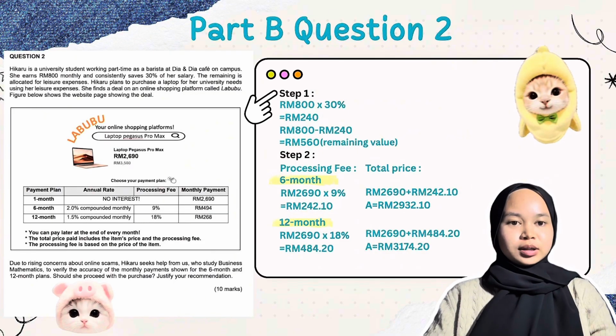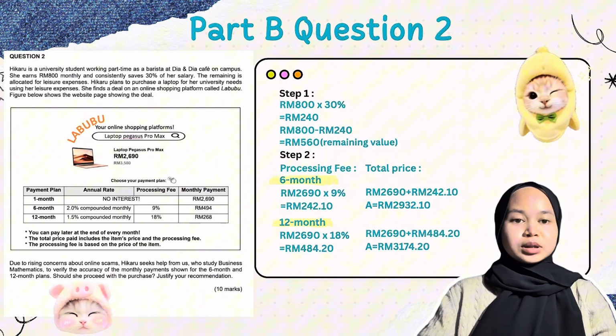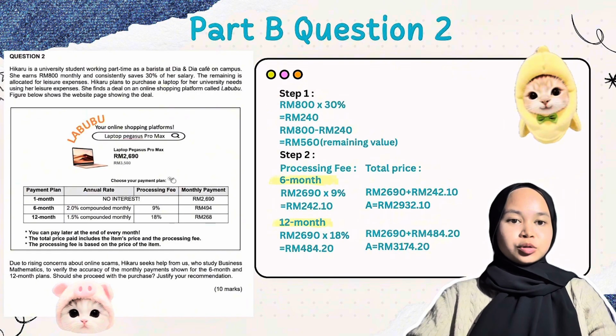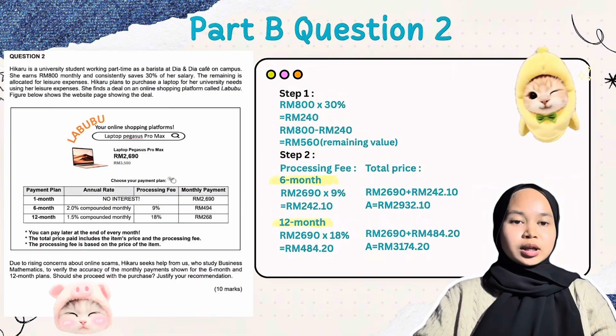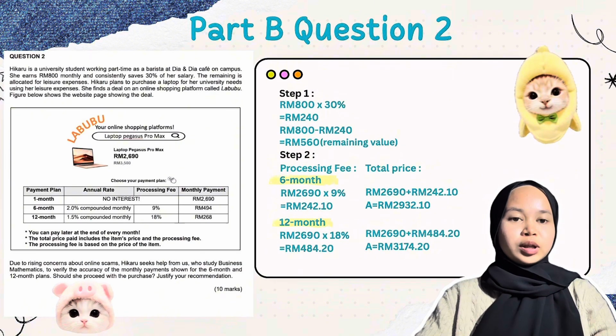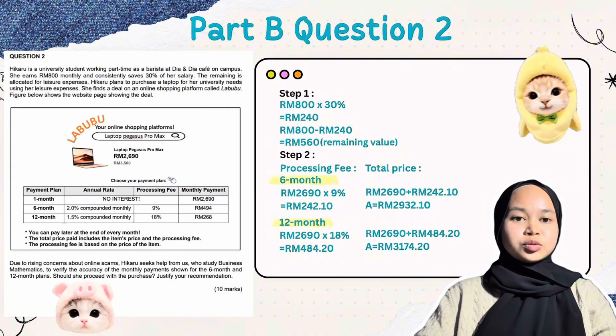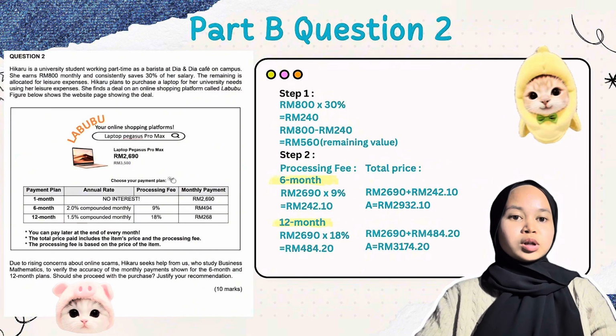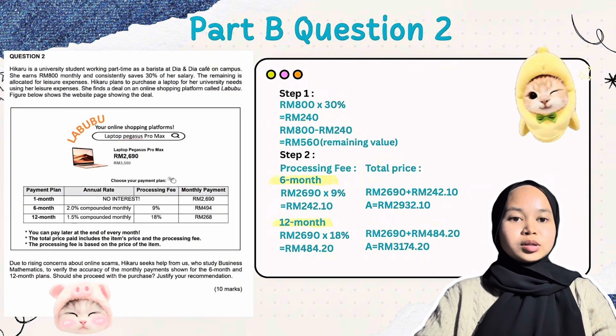For step 1, we need to times 30% from her earnings to know her savings, and we will get the answer 240 ringgit. After that, we need to minus the total earnings with the total saving to know the balance. The balance would be 560 ringgit.